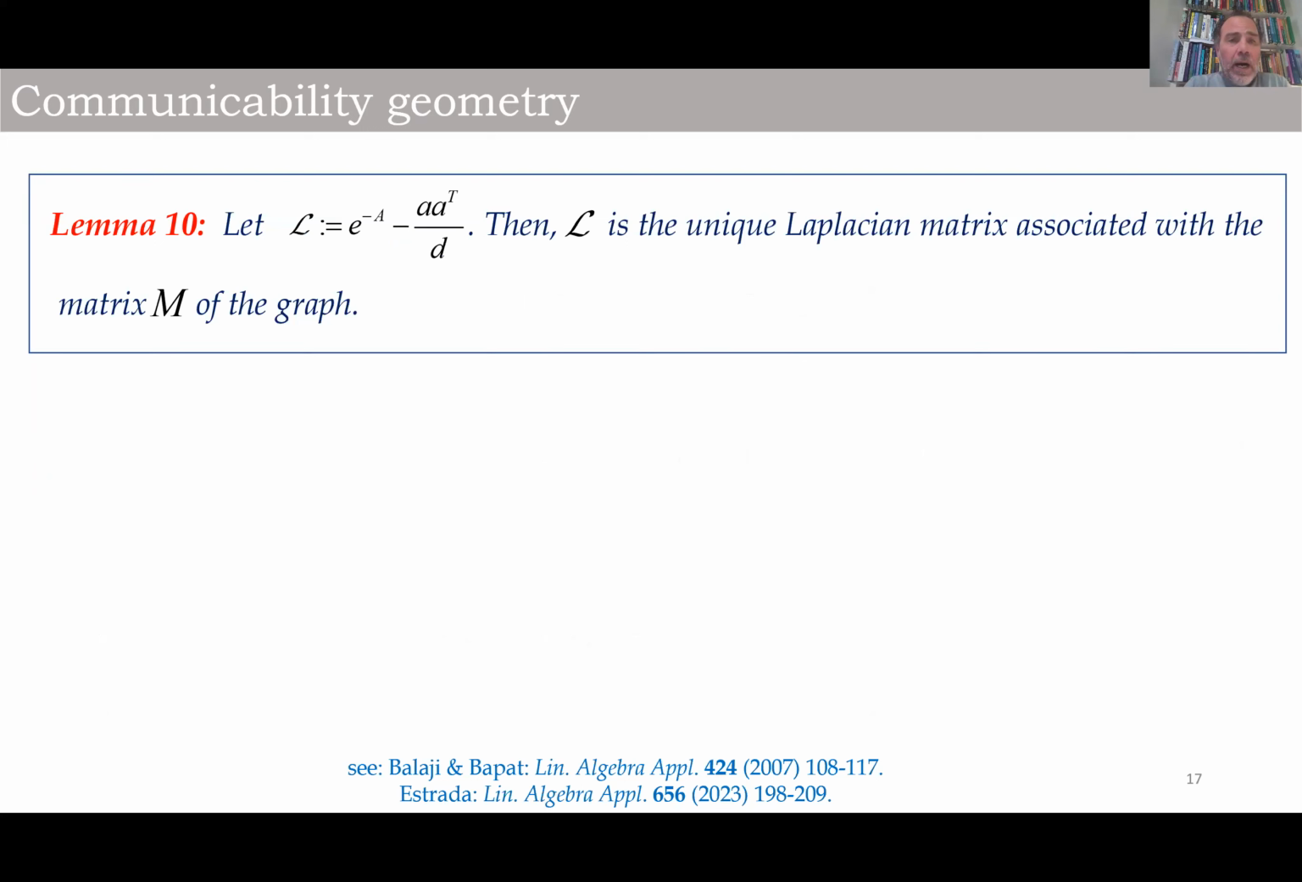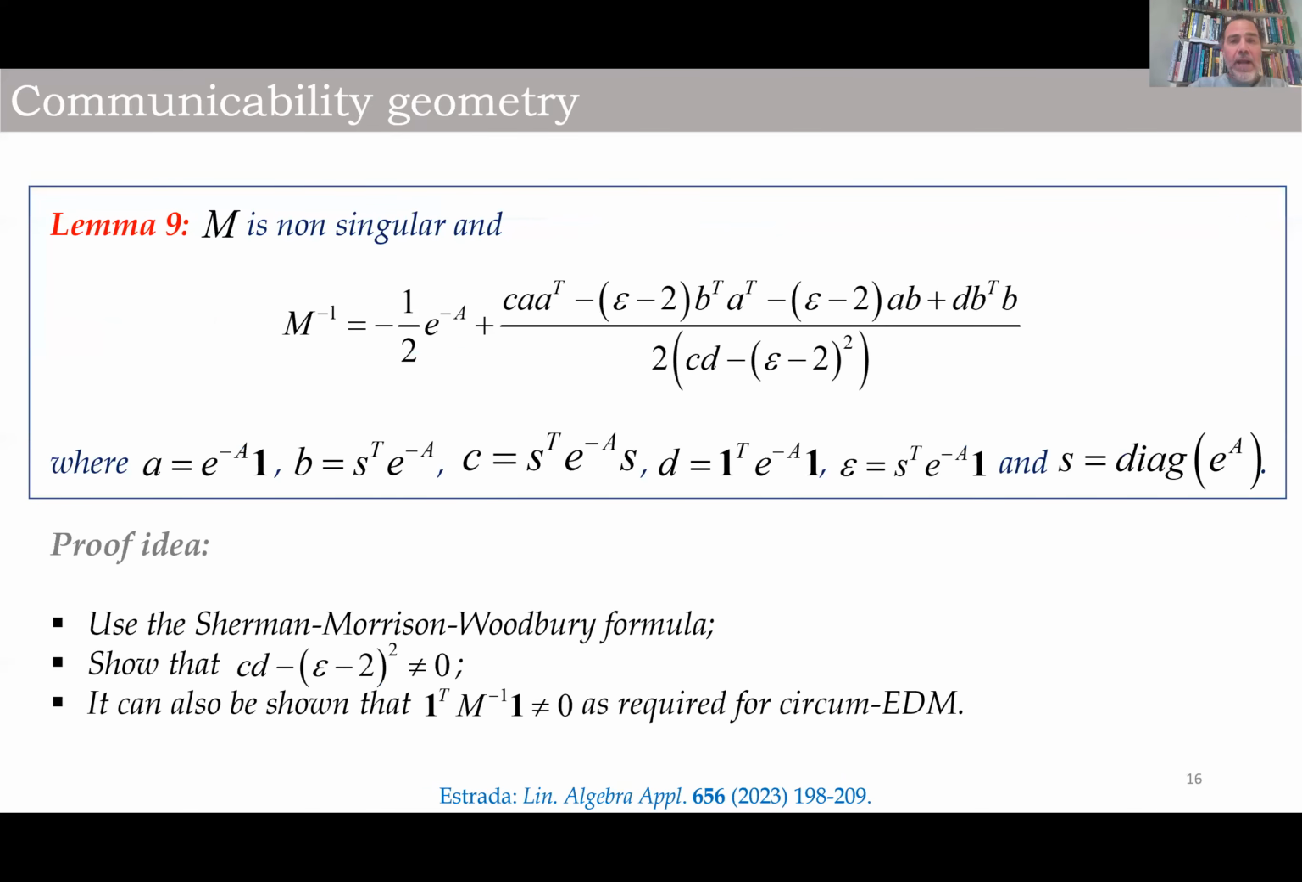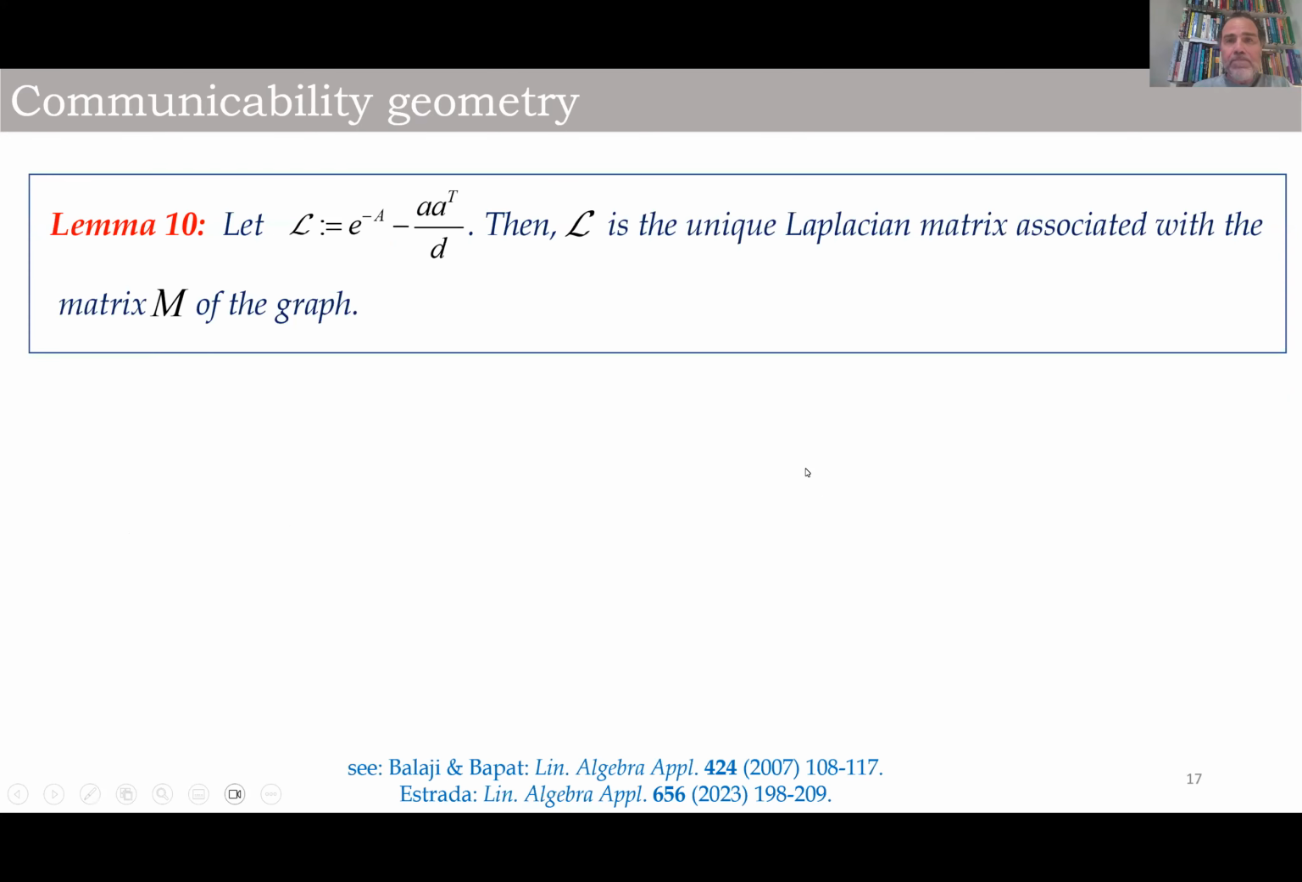So now let's define this matrix here, which is given by the exponential of the negative of the adjacency matrix minus, remember that a here is just the exponential of minus A multiplied by 1, so it's a vector, this vector transpose, and remember that d here is just a number, which is the total sum of entries of the exponential of minus A.